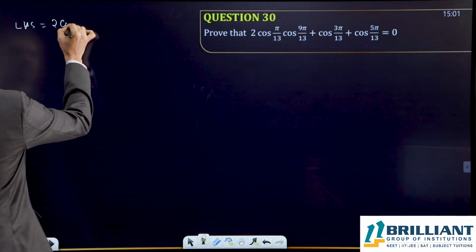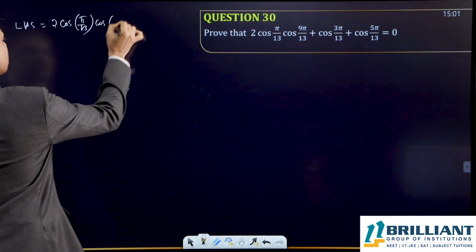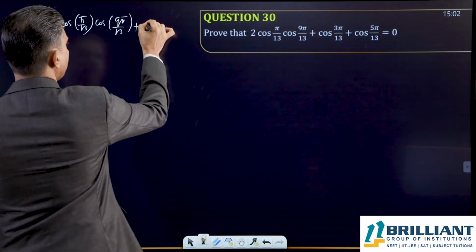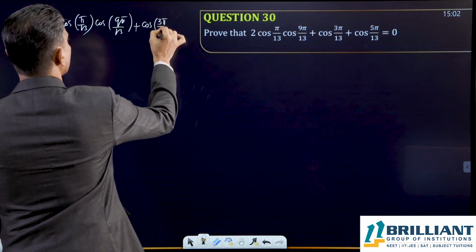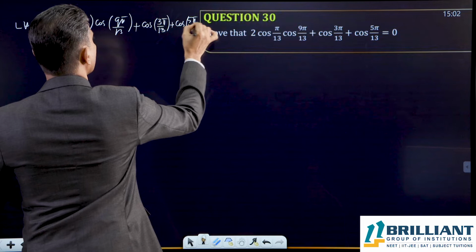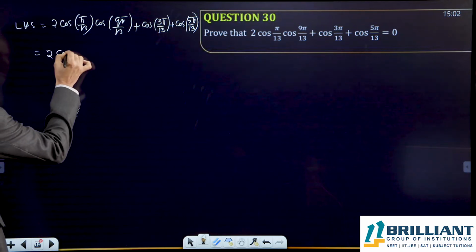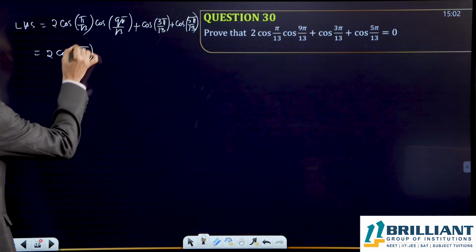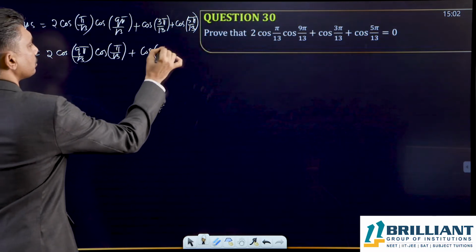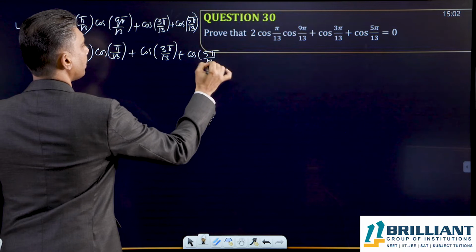2 cos pi by 13 into cos 9 pi by 13 plus cos 3 pi by 13 plus cos 5 pi by 13. I rearrange this, biggest angle first, as 2 cos 9 pi by 13 into cos pi by 13 plus cos 3 pi by 13 plus cos 5 pi by 13.